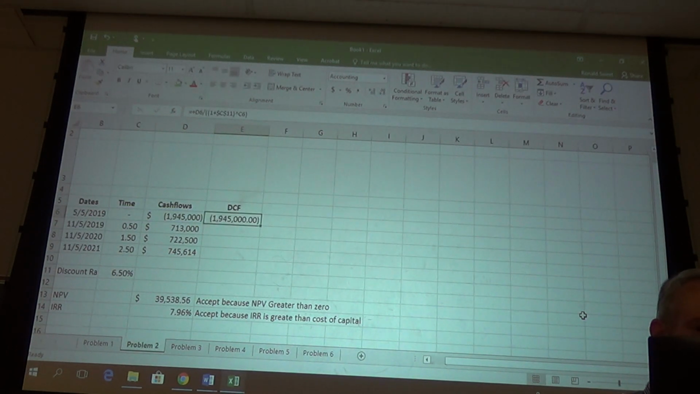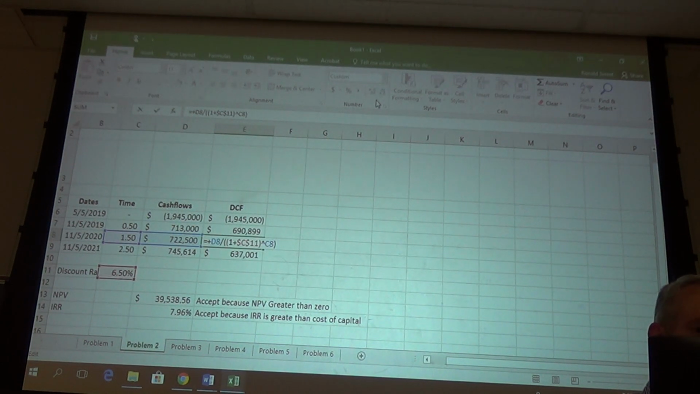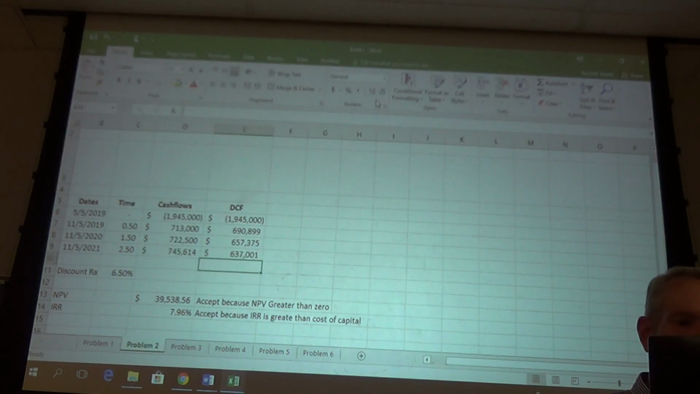All right, so there's our cash flows. And we'll just bring that down. Raise to the 0.5, raise to the 1.5, and raise to the 2.5. All right, so cash flow divided by parentheses, 1 plus the rate, parentheses, raised to the time. Now you'll know it'd be right.